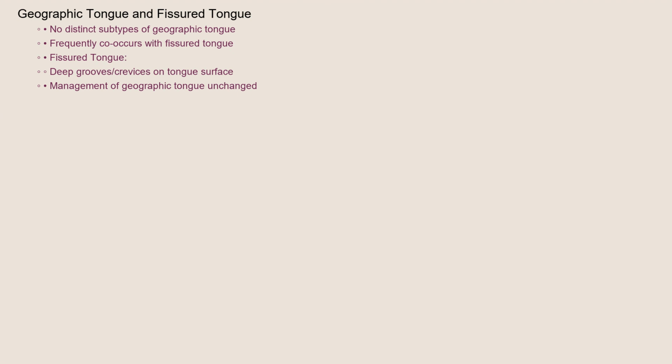While there aren't distinct subtypes of geographic tongue, it can co-occur with another condition called fissured tongue. Fissured tongue is characterized by deep grooves or crevices on the tongue's surface. Some individuals may experience both geographic tongue and fissured tongue simultaneously. The presence of fissured tongue doesn't change the management of geographic tongue, but it's worth noting the frequent co-occurrence.